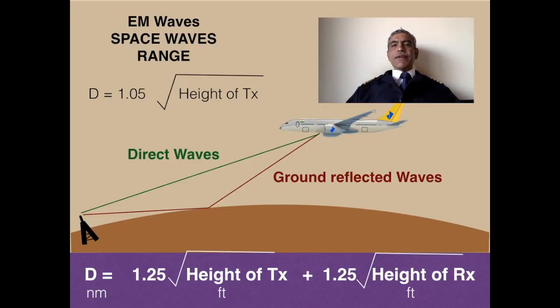But as we know, practically we are able to get much better ranges, and therefore experimentally we have been able to arrive at a formula: d equals 1.25 square root of the height of the transmitter plus 1.25 into square root of the height of the receiver, where d is in nautical miles and height again is in feet. This is practically what you are going to receive in actual.